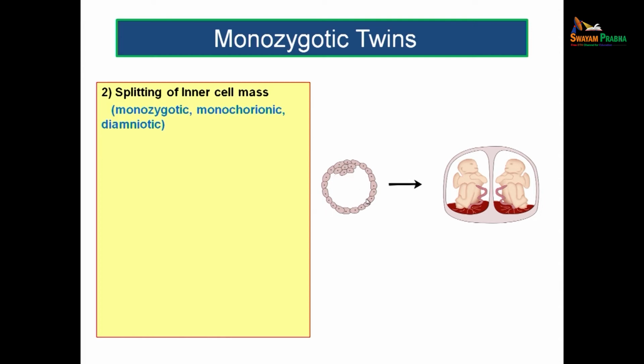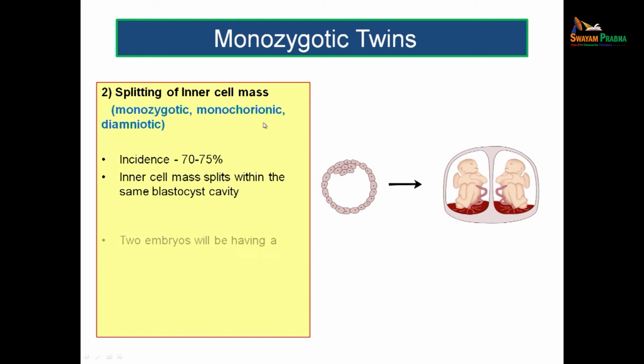So, the chorionic cavity has already been formed and the division happens inside. That means they will be having a monochorionic cavity, but the amniotic cavity is not yet formed. So, they will be having two different amniotic cavities and the incidence is said to be 70 to 75%. Here the inner cell mass will split into two within the same blastocyst cavity. That is the science behind the monozygotic, monochorionic but biamniotic twins.